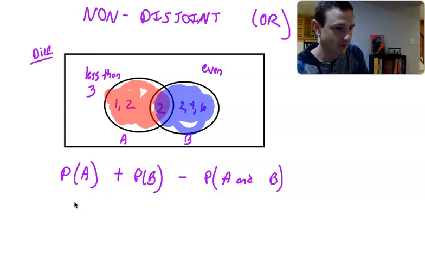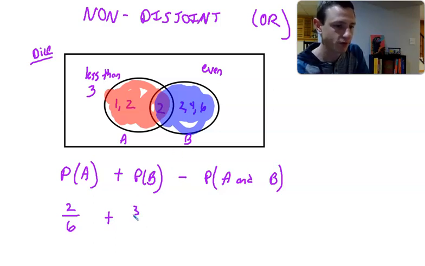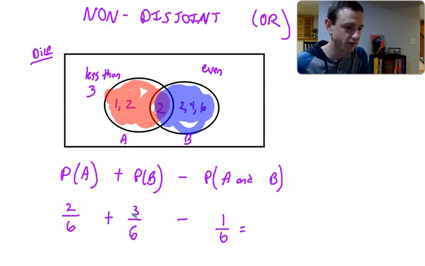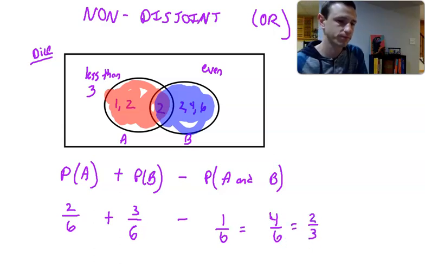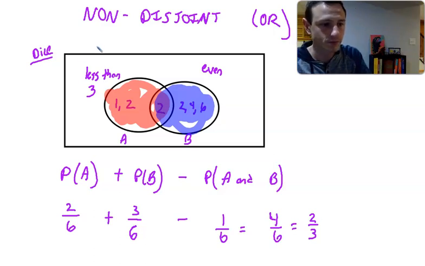probability of A, in my case, the numbers less than 3, there are 2 numbers less than 3, 1 and 2 out of 6. And we can simplify that down to 1/3, plus the probability of event B, which I call the even numbers, that's 3 out of 6, minus the intersection between the two events, which would be that single number of 2, so 1/6. So 2 plus 3 is 5, minus 1 is 4 out of 6. Simplifying down to 2/3.